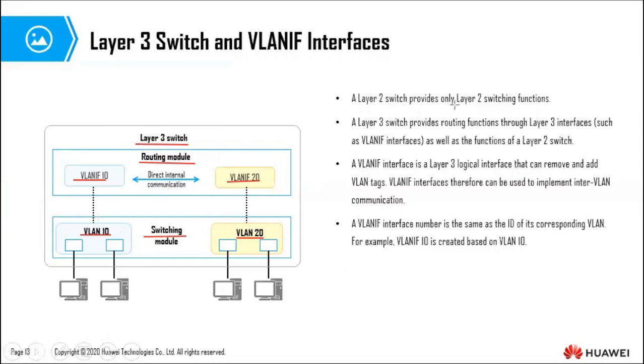So layer 2 switches only support layer 2 switching functions. Layer 3 switches, on the other hand, support layer 3 interfaces, such as VLANIF interfaces, as well as functions of layer 2 switches. A VLANIF interface is a layer 3 logical interface that can remove and add VLAN tags. VLANIF interfaces, therefore, can be used to implement inter-VLAN communication. Just like the sub-interfaces, VLANIF interfaces on layer 3 switches can add or remove VLAN tags. The VLANIF interface number is the same as the ID of its corresponding VLAN. So if you're having VLAN 10, then you create VLANIF 10, so that they are on the same number. Is that clear?